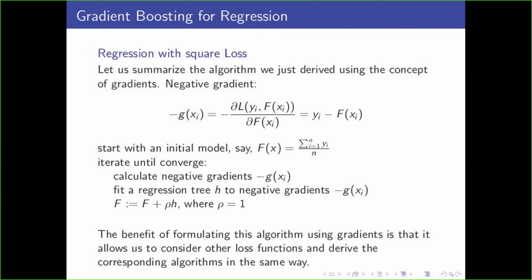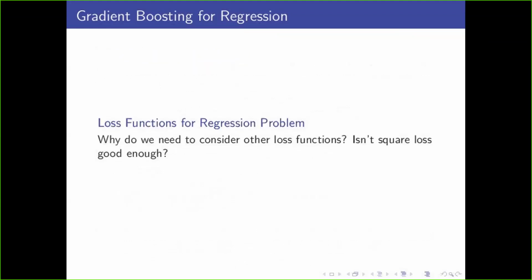Now another question comes in here: why do we have to consider other loss functions at all? Isn't the squared loss good enough? What is the reason behind considering the other loss functions? Let us try to understand what the problem with the squared loss function is. For that we'll be taking one example here.